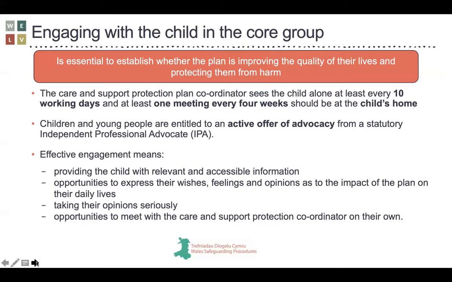Effective engagement of children in the core group process means we're providing the child with relevant and accessible information. We're providing them with a range of opportunities to express their wishes, feelings, and opinions as to the impact of the plan on their daily lives. That we're taking their opinions seriously, and that we are giving them opportunities to meet with the Care and Support Protection Coordinator on their own.